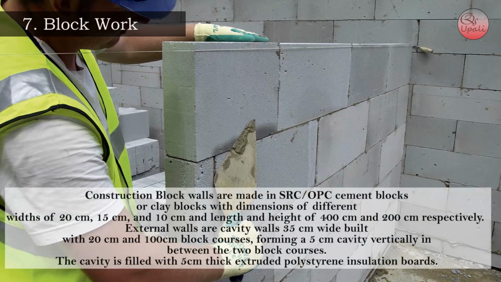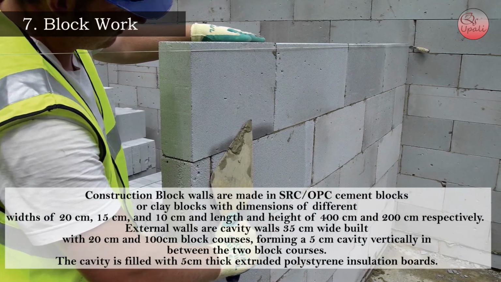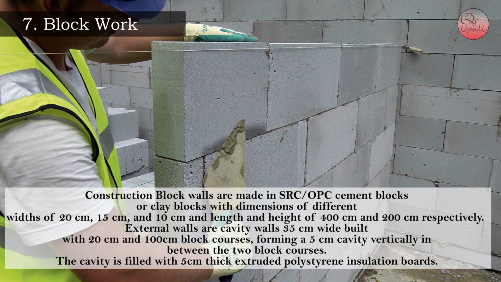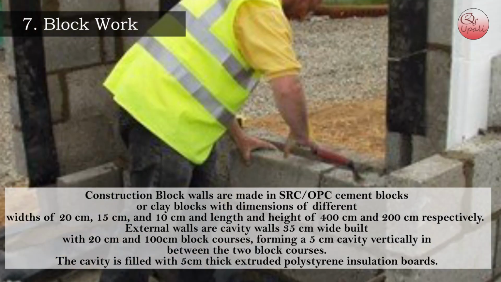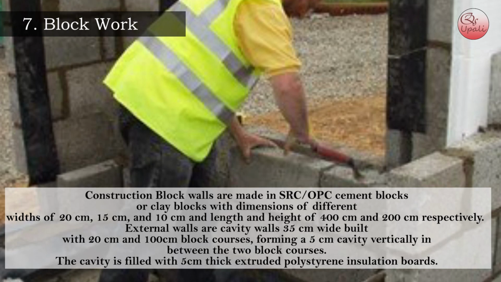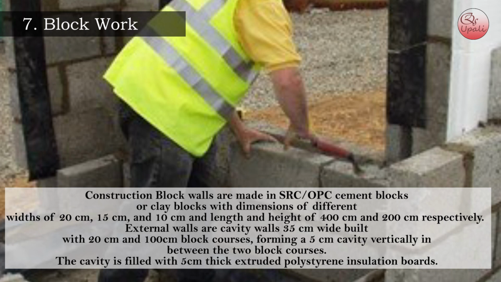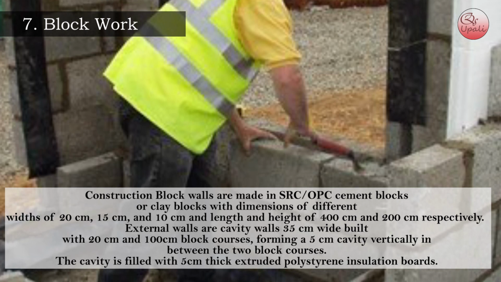7. Blockwork. Construction blocks are made in SRC or OPC cement blocks or clay blocks with different widths of 20 cm, 15 cm and 10 cm, and length and height of 400 cm and 200 cm respectively.